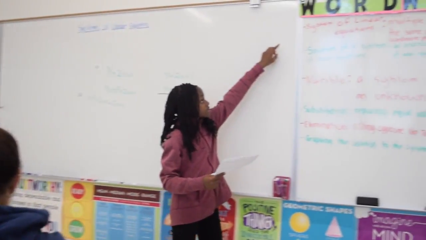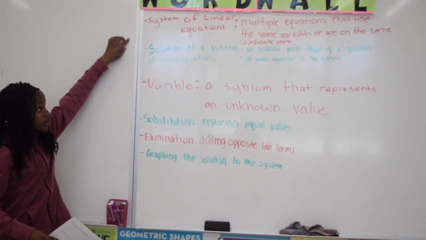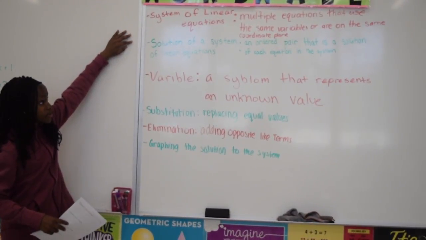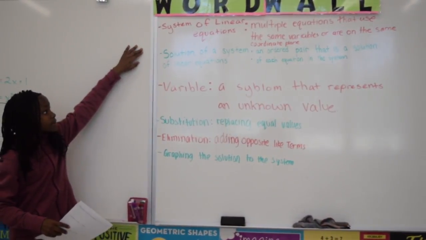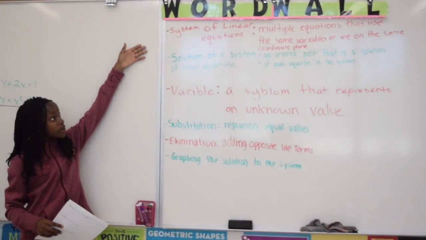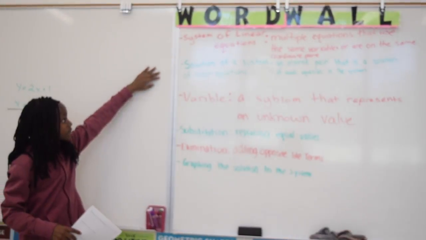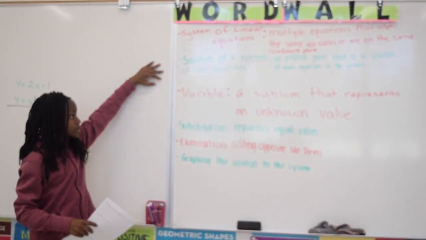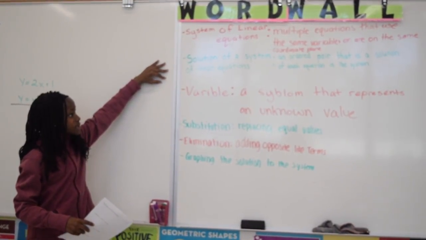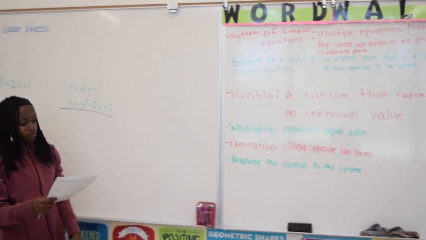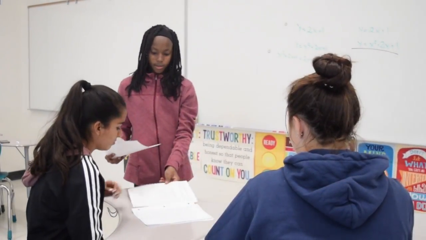Anyways, a system of linear equations is multiple equations that use the same variables on the same coordinate plane. When you have a system of linear equations, you're going to have a solution to the system. And that is an ordered pair that is a solution of each equation in the system.